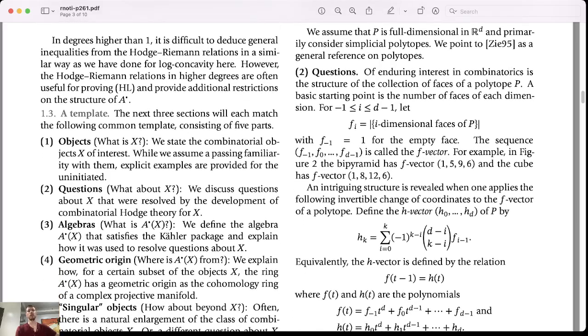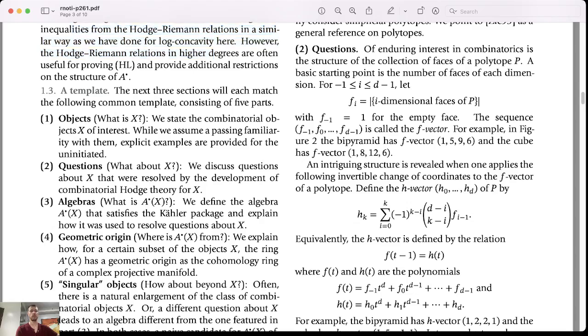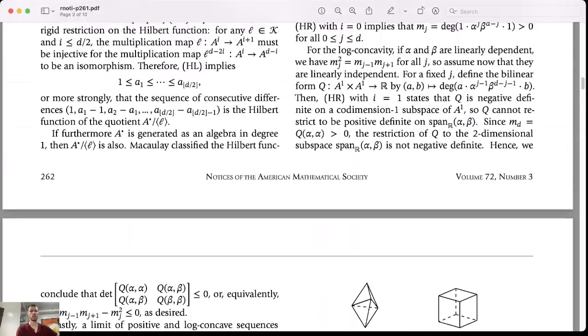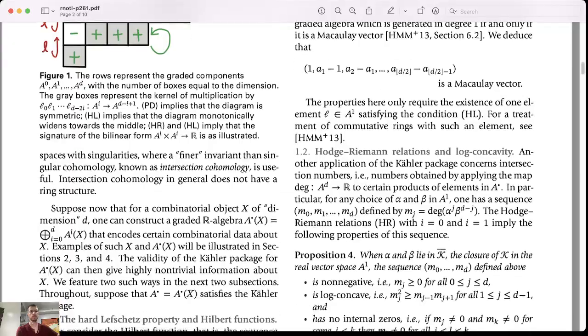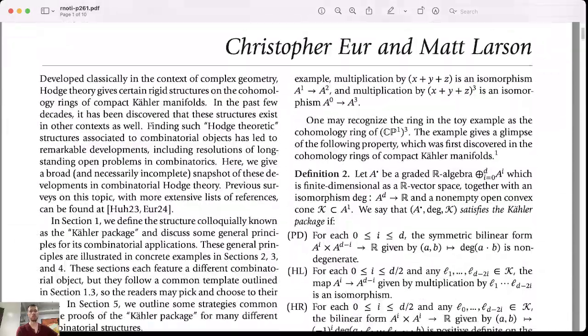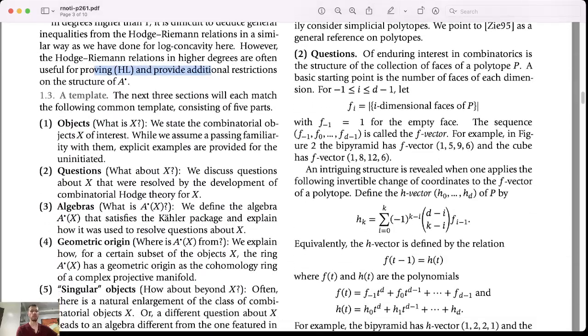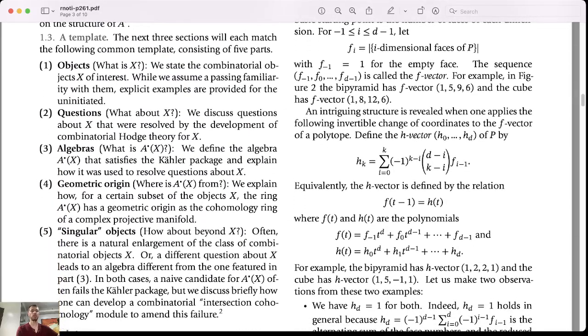In degrees higher than 1, it is difficult to deduce general inequalities from the Hodge-Riemann relations in a similar way as we have done for the log concavity here. However, the Hodge-Riemann relations in higher degrees are often useful for proving the Hodge-Lefschetz property HL and provide additional restrictions on the structure of A^•. HL is Hodge-Lefschetz, right? Yes, HL is Hodge-Lefschetz.